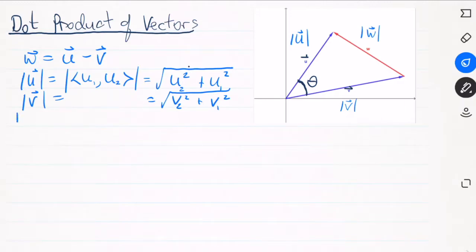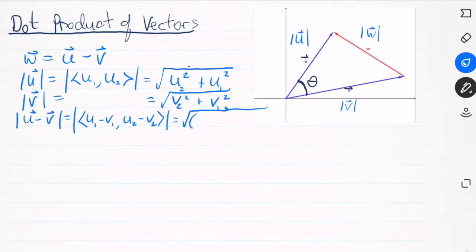And then the magnitude of w is the same thing as the magnitude of u minus v. So this one's going to be a little bit different. To get the magnitude of u minus v, it's going to be u1 minus v1, comma, u2 minus v2. Okay, and then the square root is just going to be a little bit longer. It's going to be u2 minus v2 all squared plus u1 minus v1 all squared.